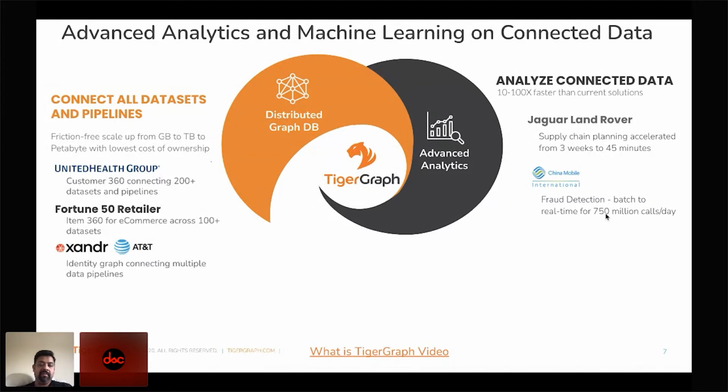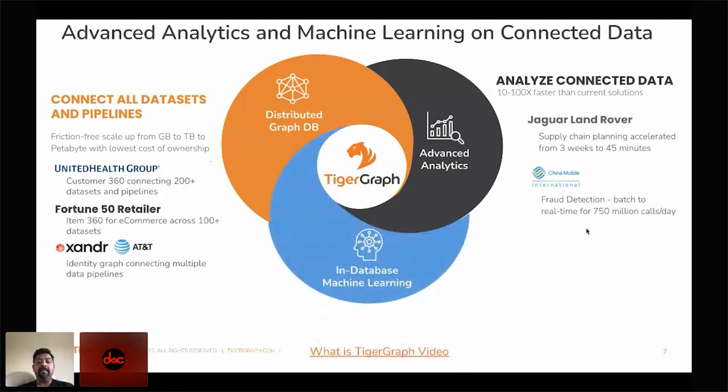China Mobile, on a different side of the world, has about 963 million subscribers. They are the largest mobile service provider in the world. They moved their fraud detection from batch to real time for about 750 million calls per day. And that has resulted in millions of dollars in savings for them, and also helped them preserve their brand identity and improve their customer satisfaction.